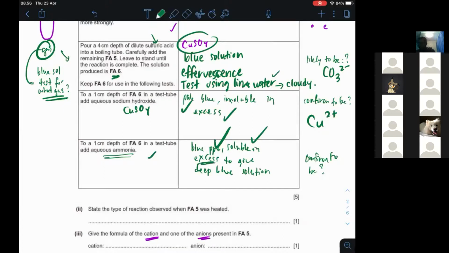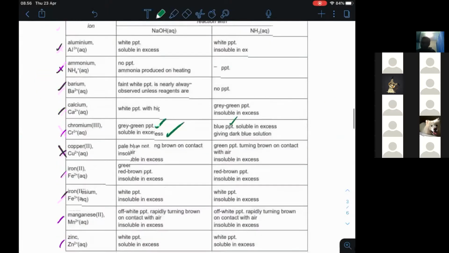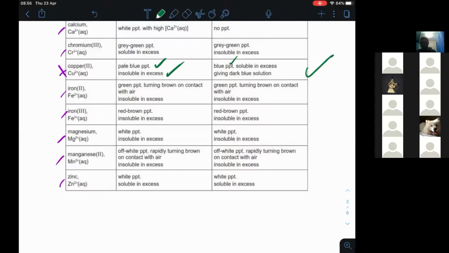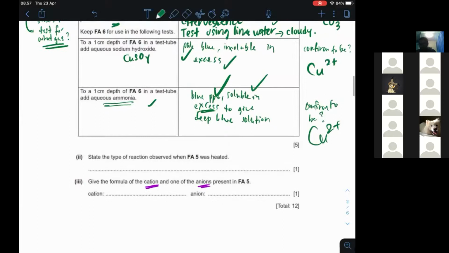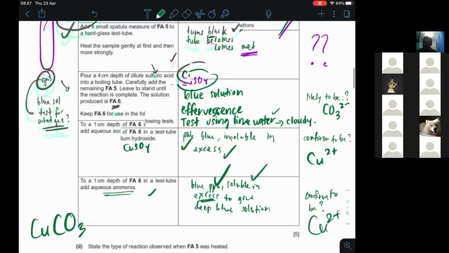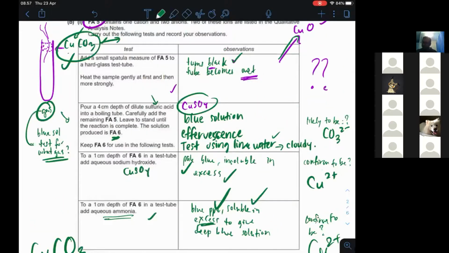So once you do this, it's going to be confirmed, it's going to be Cu2+. Basically, these notes are going to help you 100% to reach that answer. So we finally found out it's going to be copper carbonate. So, state the type of reaction observed when Fa5 was heated. Here, when you heat up copper carbonate, you are going to get copper oxide plus carbon dioxide.